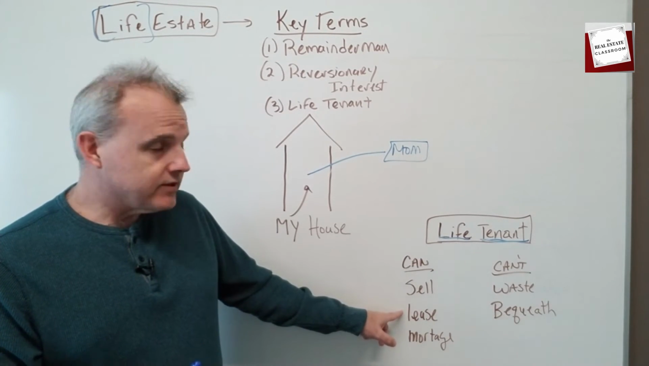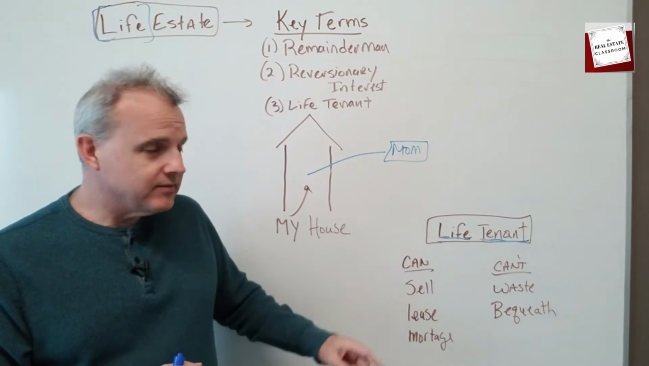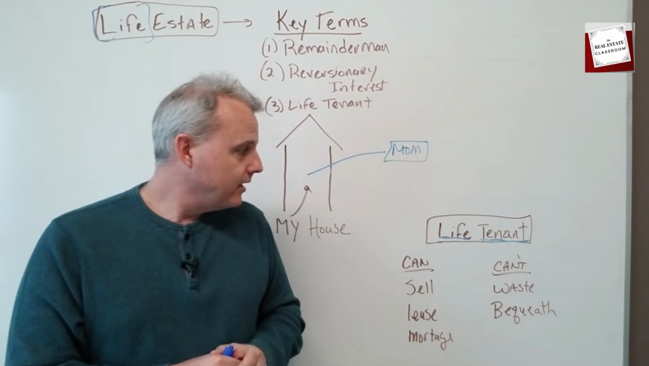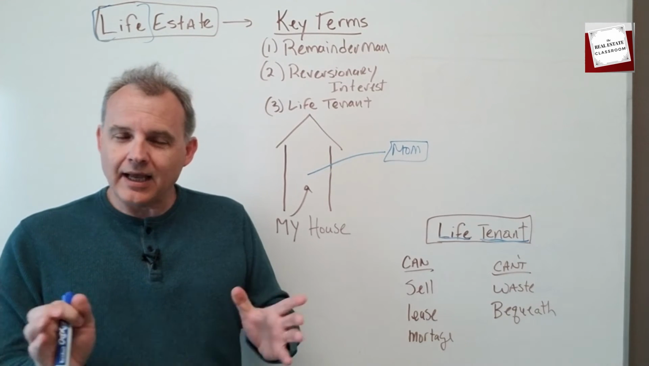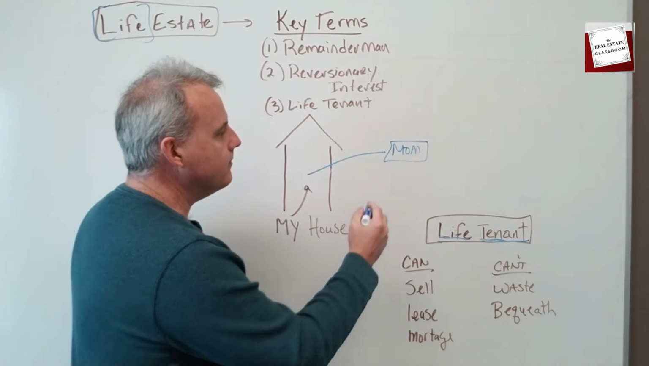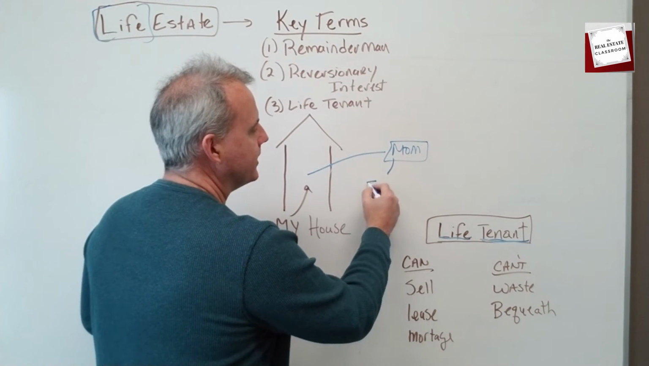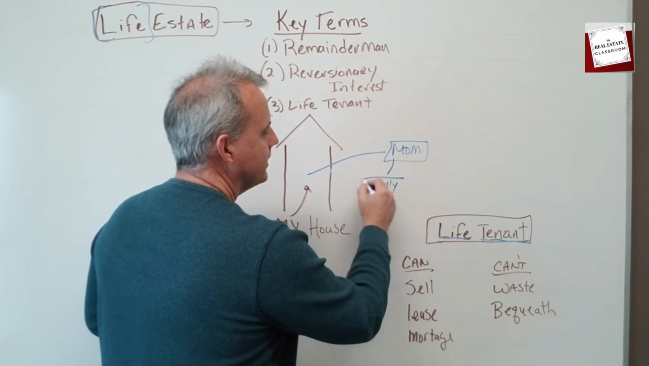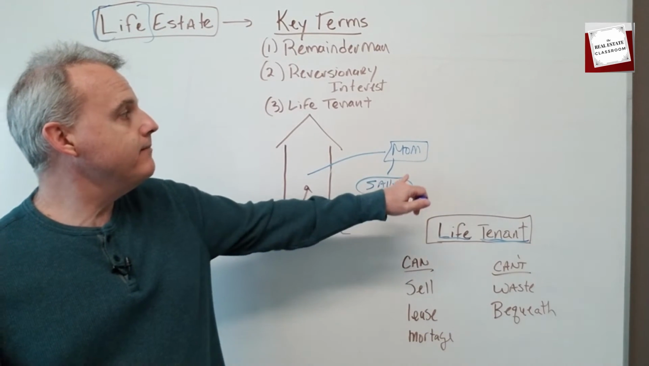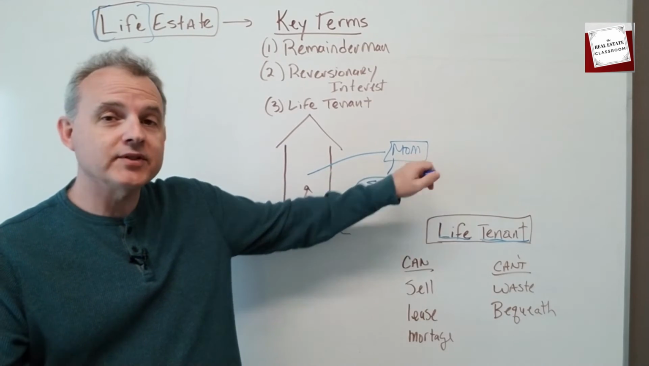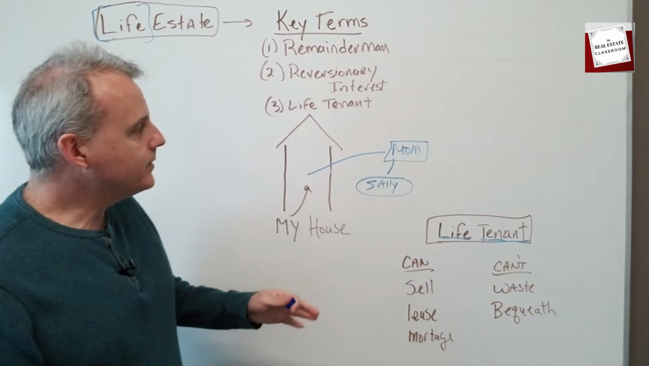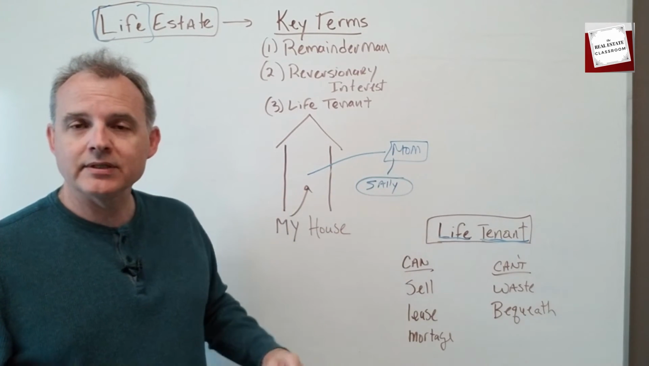I've seen life tenants lease a property, and I've also seen them sell it. One time I've seen that. So how does that happen? It's kind of interesting. So Mom sells the property to Sally. Now Sally owns it for the remaining amount of Mom's life. Now, what happens when Mom dies, or what happens when Sally dies?